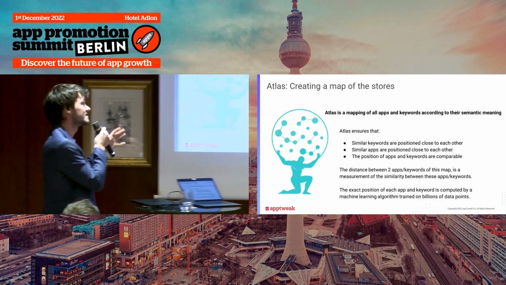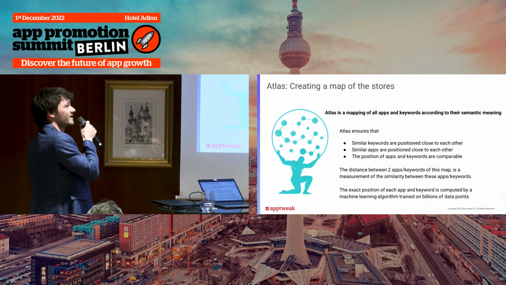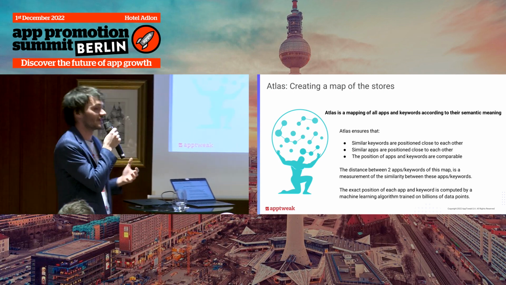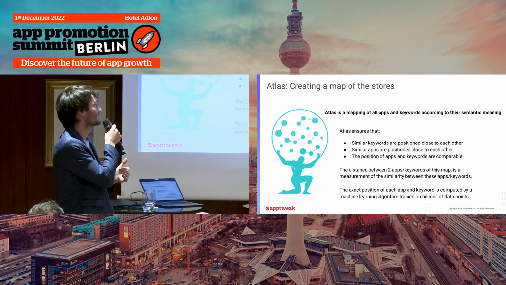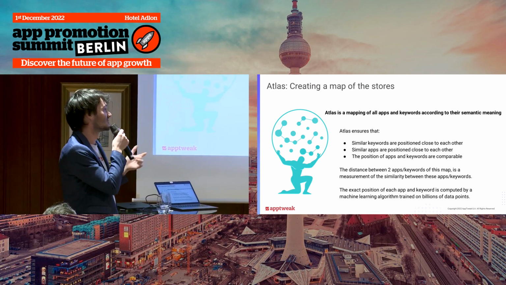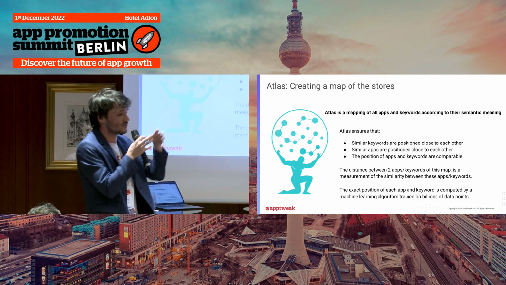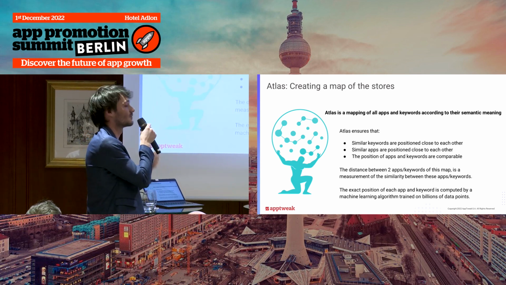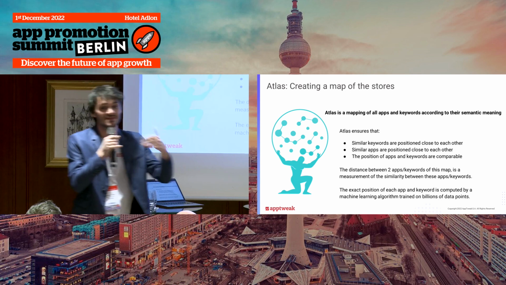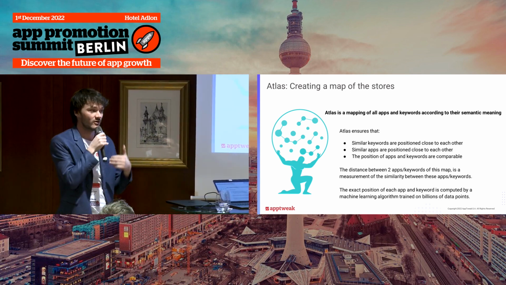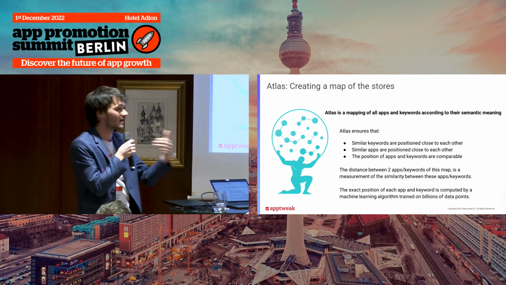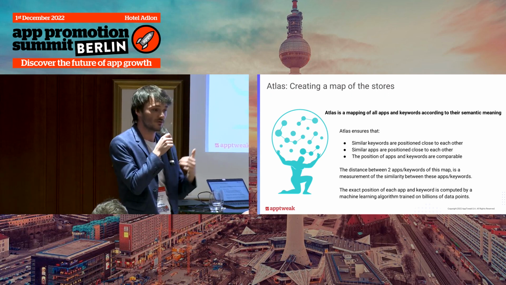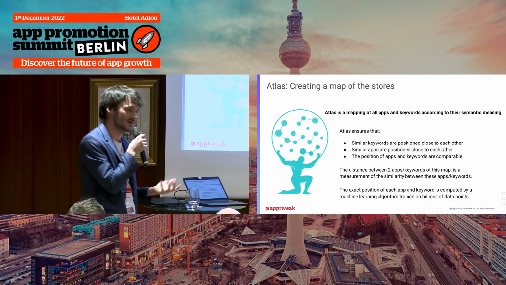That's the product we built. Atlas is a mapping of all the apps and all the keywords according to their semantic meaning. As I said, it ensures that keywords that are positioned close actually mean the same thing. It also ensures that similar apps are positioned close to each other, and that apps and keywords are comparable. And this is a very big thing: you can always compare the similarity between an app and a keyword, but also between two apps, and between two keywords.